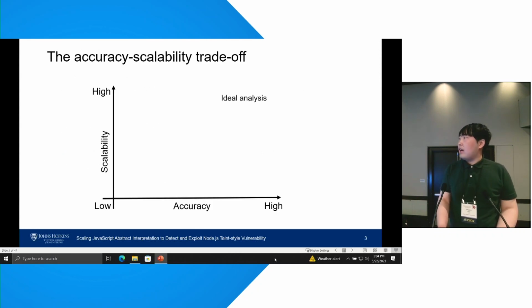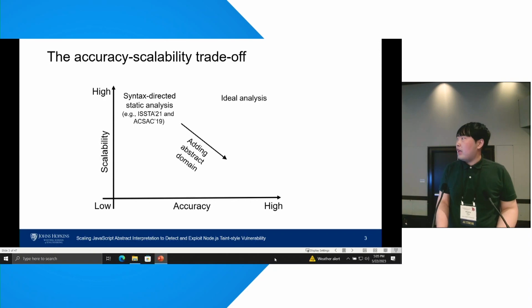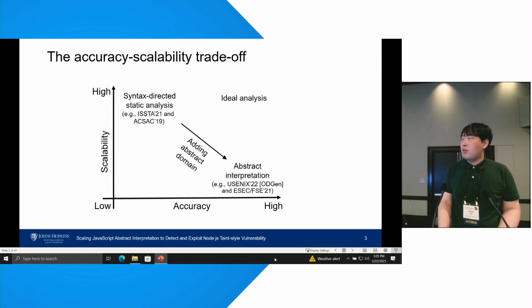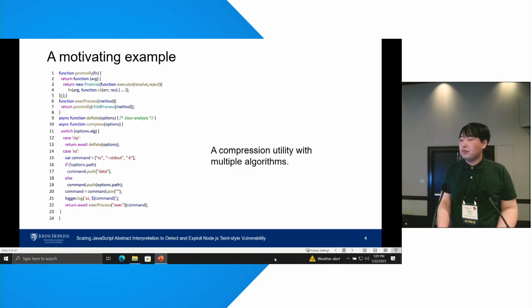Ideally, analysis should have both high scalability and high accuracy. However, no state-of-the-art approach can achieve both. Traditional syntax-directed approaches can have high scalability, but because of the lack of the support for dynamic features, their accuracy is low. By adding abstract domain, we got abstract interpretation approaches, such as ODGen, published in Usenix 22. They have high accuracy, but their scalability is low. Today, I'll talk about how we progressed towards ideal analysis.